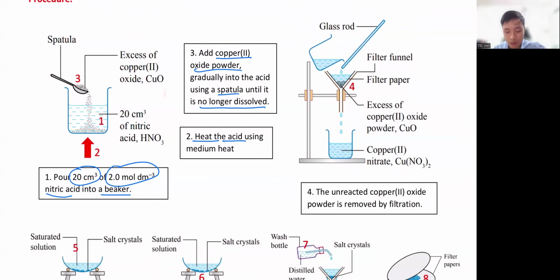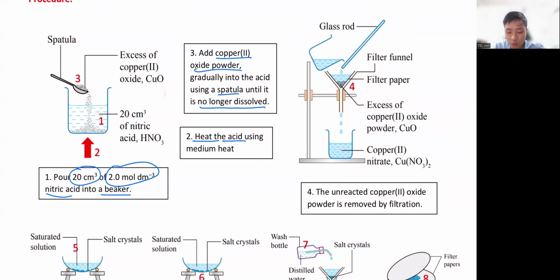Meaning, all of the acid has already reacted with copper(II) oxide. All of the acid has been used up completely, so you don't have any reaction anymore. The copper(II) oxide also cannot dissolve anymore because the acid is finished. All of it has become copper(II) nitrate.